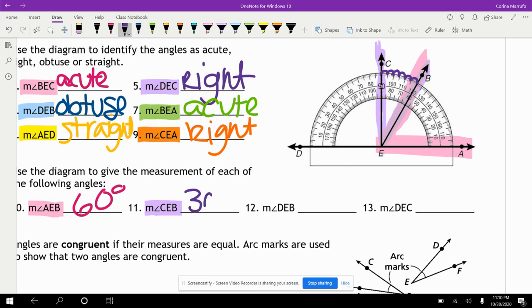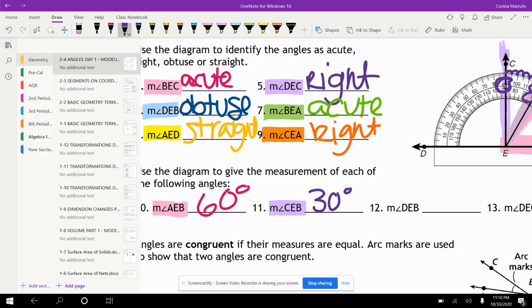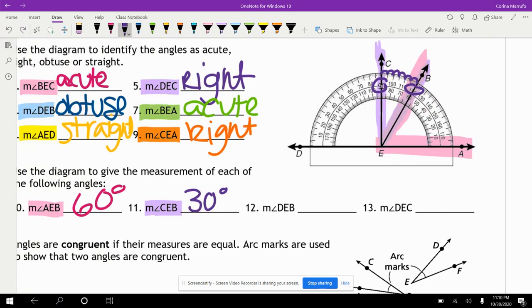Okay, if you didn't want to do that, you can subtract the numbers if you want. You have 90 and you have 120. Or you could do 90 minus 60. Both of them will give you 30, okay? Oh, let me erase those.